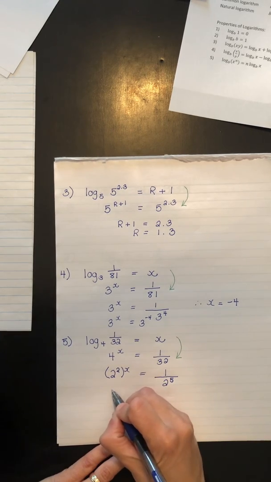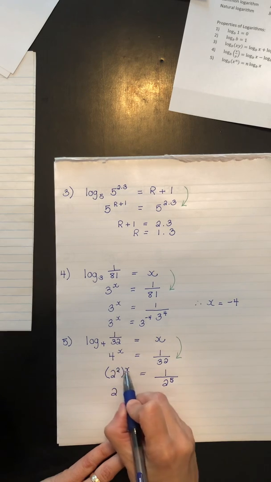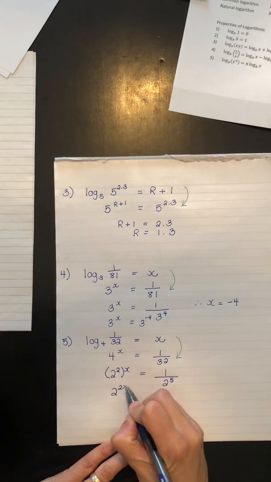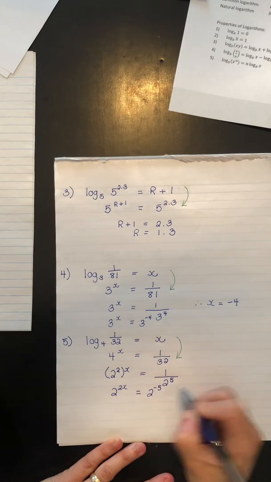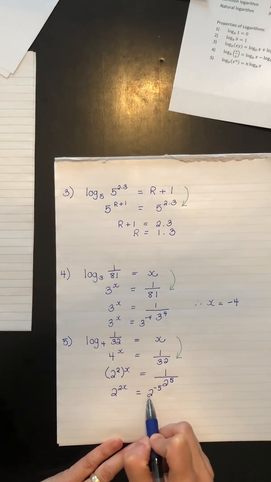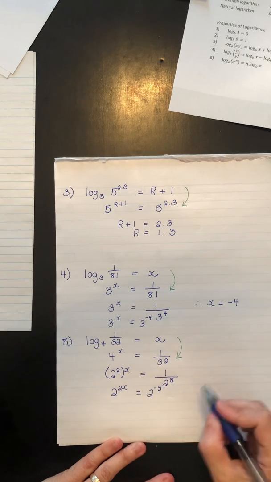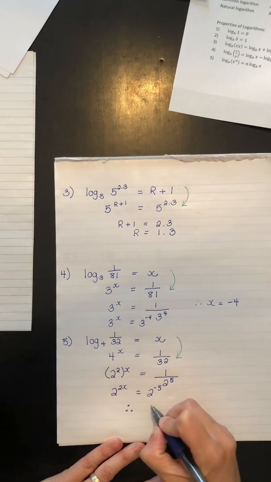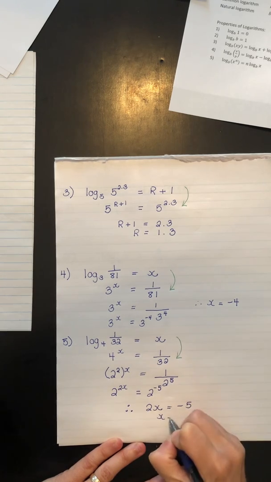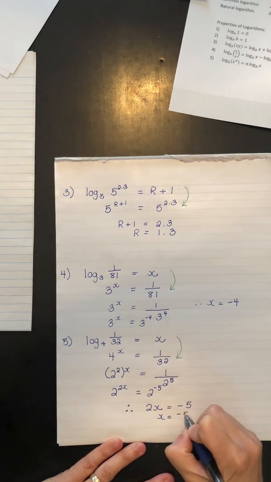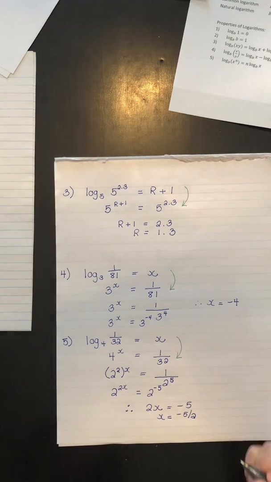So we would then write here 2 to the 2x equals here 2 to the -5. And now we can compare these and suggest that the exponents are equal. So 2x is -5, x is -5/2, or -2.5 if you prefer.